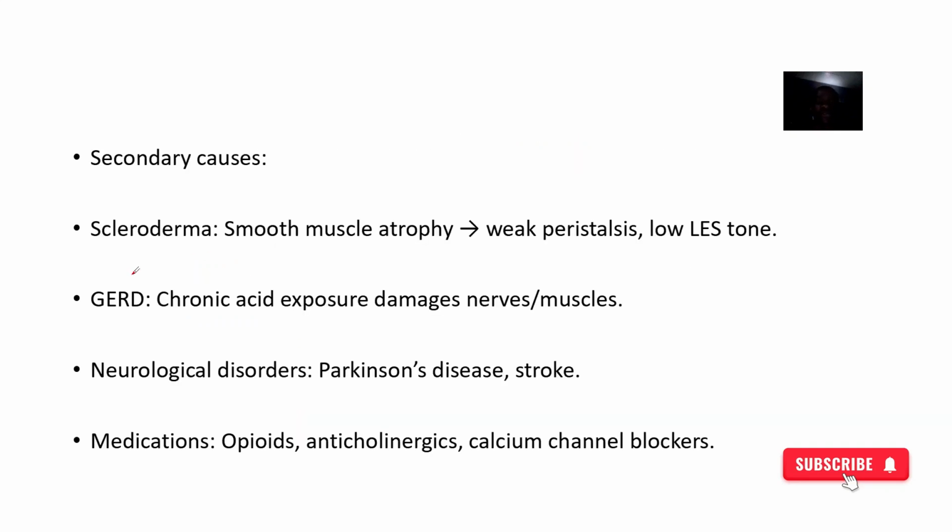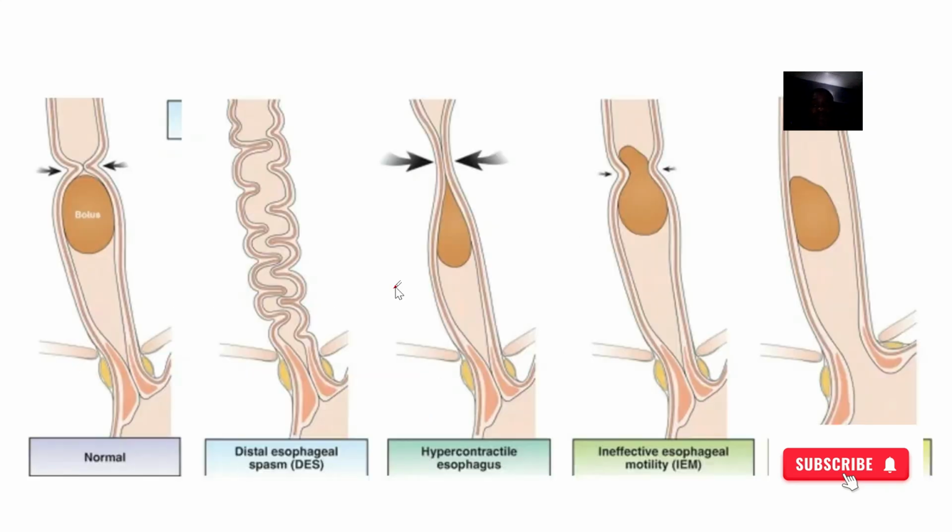So secondary causes could be due to scleroderma, gastroesophageal reflux disease, Parkinson's disease, stroke. We are just having issues with the nerves and all of that. So that's it. And side effects of some drugs that the patient is currently taking.